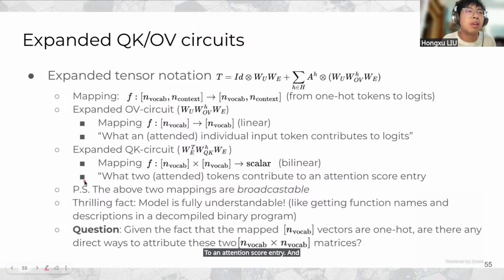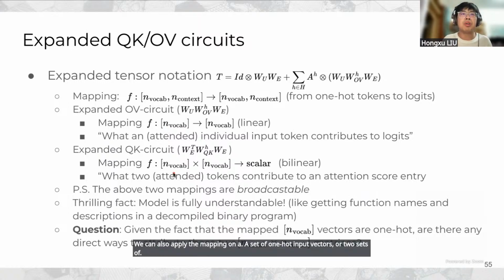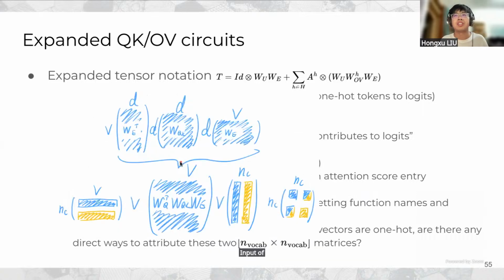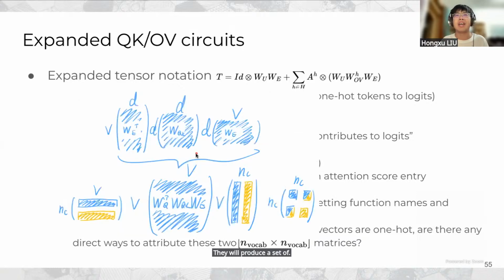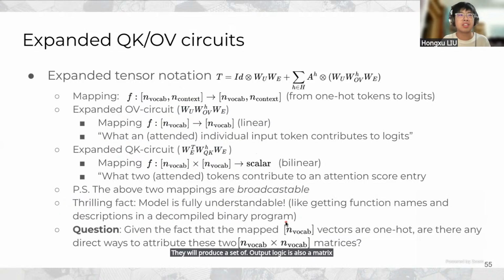What I have to mention is that these two mappings are broadcastable. That is, we can also apply the mapping on a set of one-hot input vectors, or two sets of one-hot input vectors, and they will produce a set of output logits, or a matrix of scores.